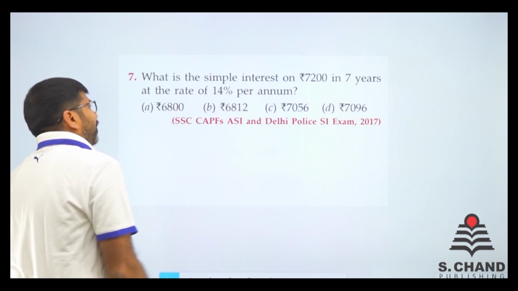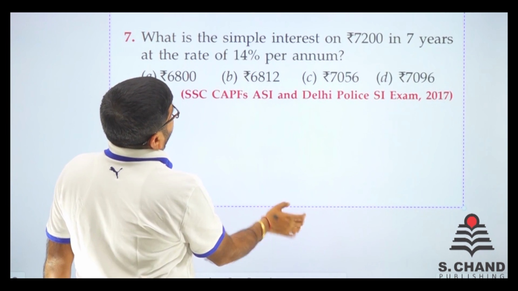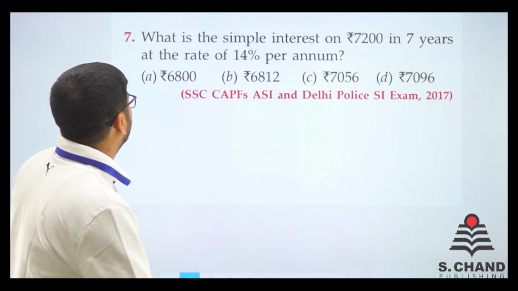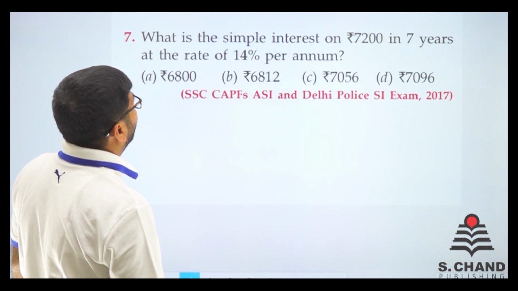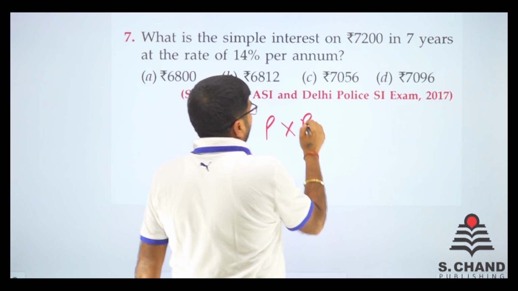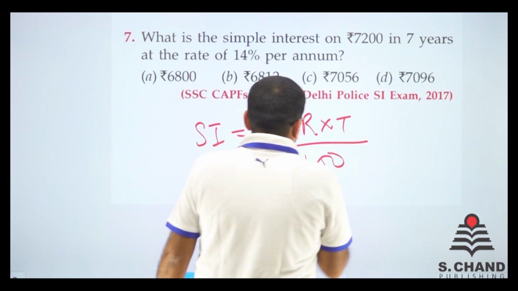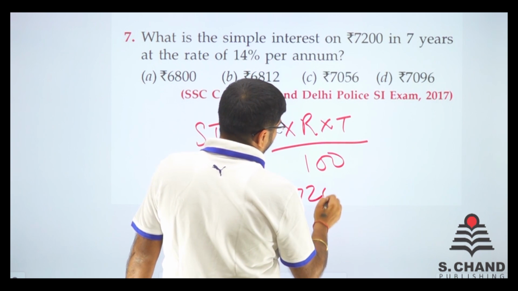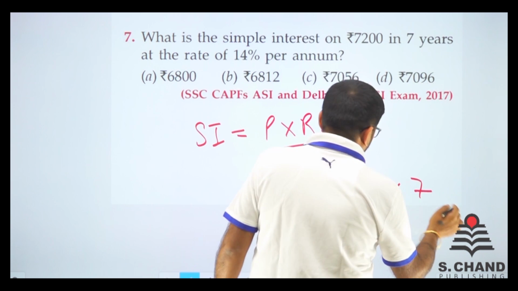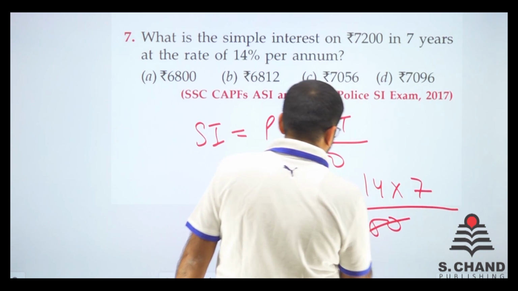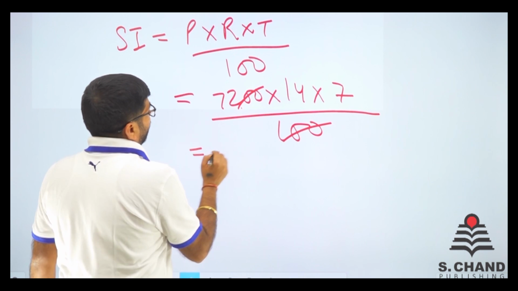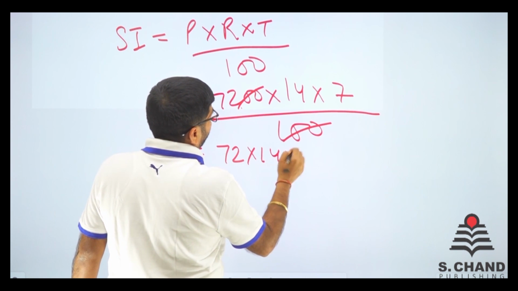Okay, question number 7 we have. SSC CAPF, ASI and Delhi Police SI exam 2017. What is the question? What is the simple interest on PRT? Everything is given. I guess a very easy question, but let's do it. PRT by 100. What is principal? That is 7200. Rate is 14% and the time is 7 years, and you need to divide it by 100. Right? So we have 72 into 14 into 7.